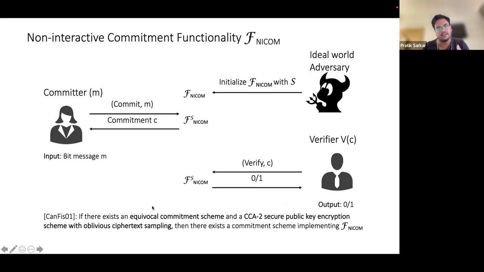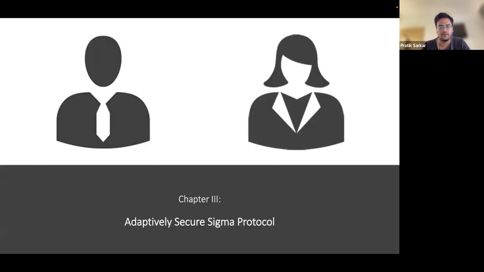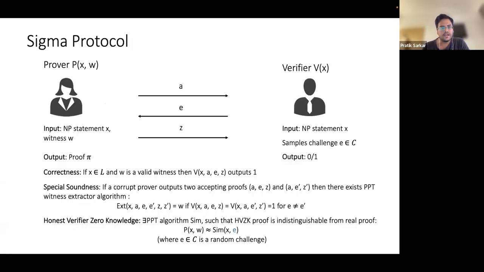And if there exists an equivocal commitment scheme and a CCA2 secure public key encryption scheme with oblivious ciphertext sampling, then there exists a commitment scheme implementing this functionality. And we can build these from LWE or DDH. Now, let me define the notion of triply adaptive Sigma protocol in the FNICOM model. But before that, let me briefly talk about what is a Sigma protocol.